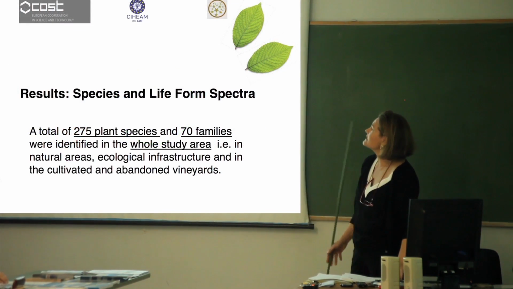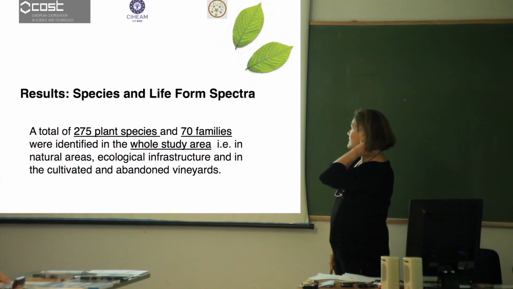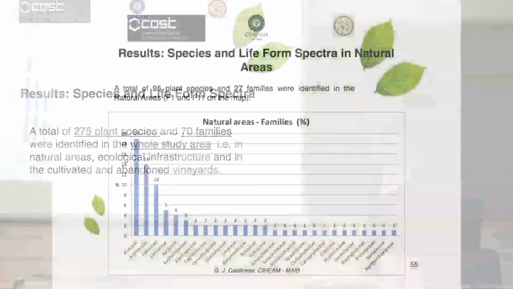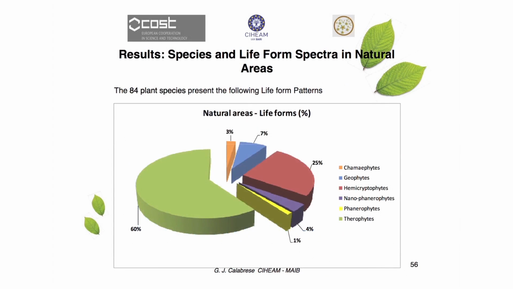So, summarizing the botanical results, a total of 275 plant species distributed in 7 families were identified in the whole area. Of these, 95 plant species and 27 families, with this percentage of distribution, were identified in the natural areas. And these are the life forms, that is the evolution strategies that each plant species had to survive. And this is quite typical of the Mediterranean area.